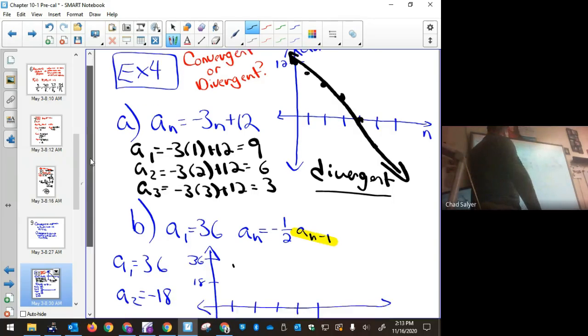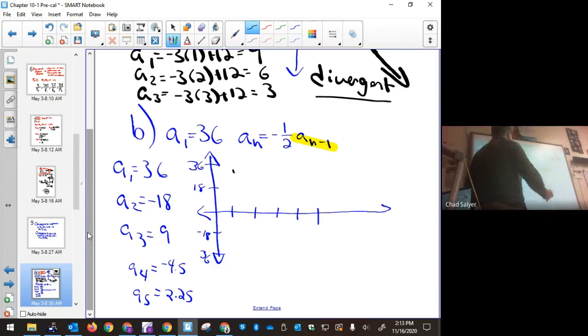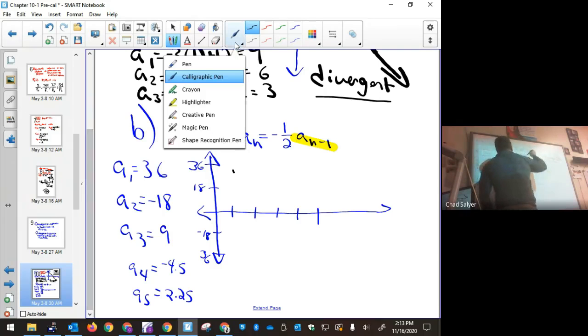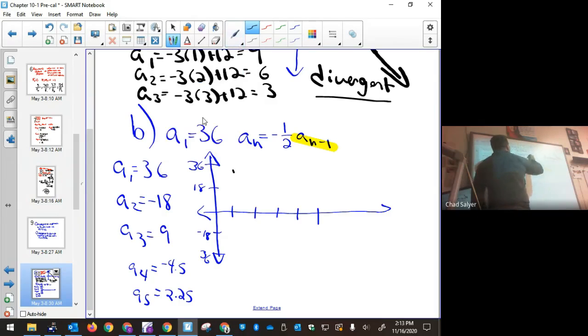And so for this next one, I've already got some points to find here just to save us some time. It is negative 1/2. Well, it's actually recursive. So a sub 1 is 36. And then each subsequent term is negative 1/2 times the previous term. So we see these values are what would result. Let's plot them and see what we get.